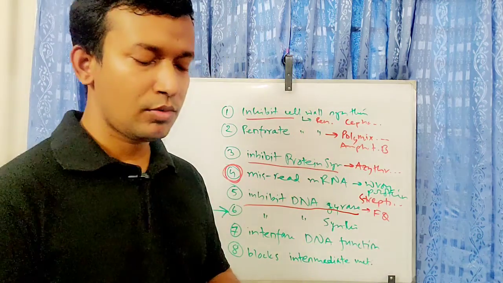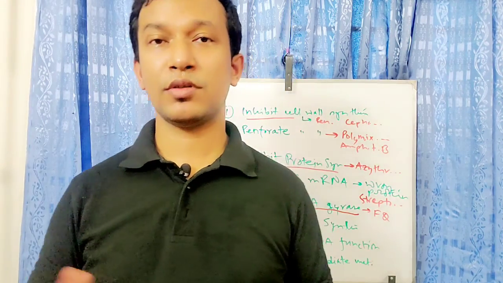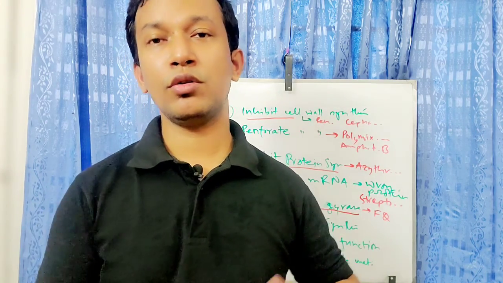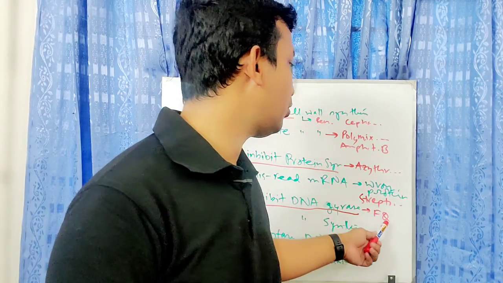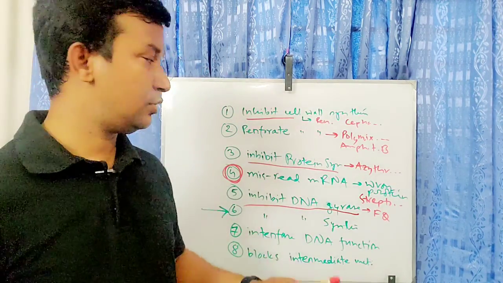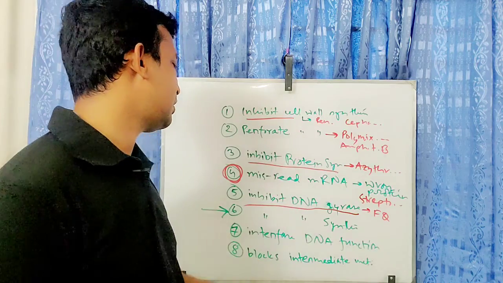Fluoroquinolones means we talk about ciprofloxacin, levofloxacin, then moxifloxacin, all floxacin type things. Fluoroquinolones actually inhibit DNA gyrase, those specific enzymes at the DNA level.